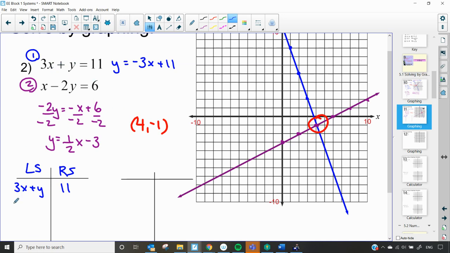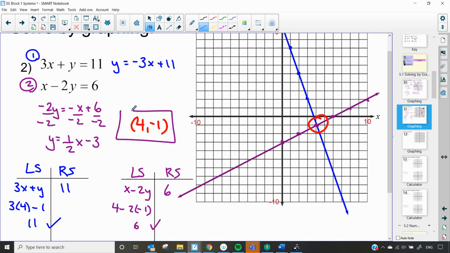So 3x plus y and 11. 3 times 4 minus 1 is 12 minus 1 is 11. So the solution works for the first equation. Checking the second equation, our left side is x minus 2y. Our right side is 6. So we have 4 minus 2 times negative 1, which is 4 plus 2, which is 6. So this is our solution. 4, negative 1 is the solution.